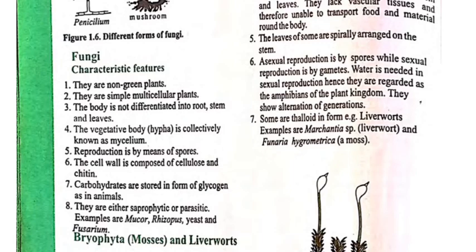Alright, so there are a lot of features here, even if you want to look at them one by one, that distinguish them from other phyla under the kingdom Plantae. So for sure they had to be given their own kingdom. Now they are not green plants. They are simple multicellular plants. Reproduction is by means of spores, explosive mechanism and all that. The cell wall is composed of cellulose and chitin. Carbohydrates are stored in the form of glycogen as in animals. Normally carbohydrates should be stored in the form of starch in plants. Glycogen is for animals.